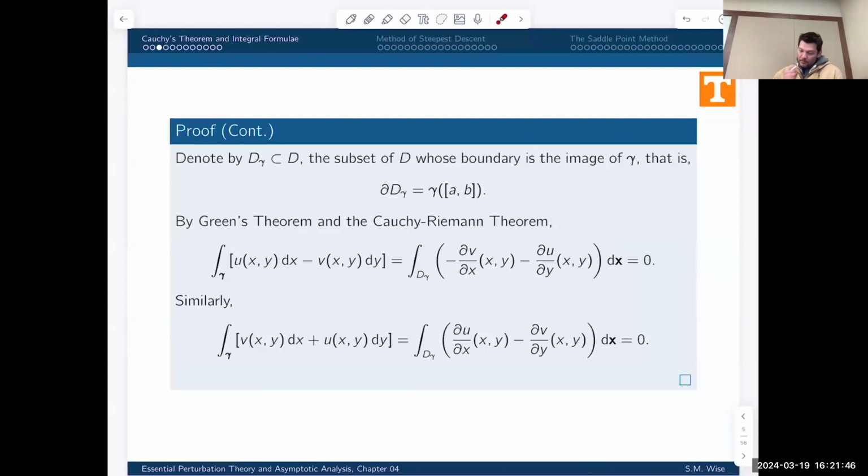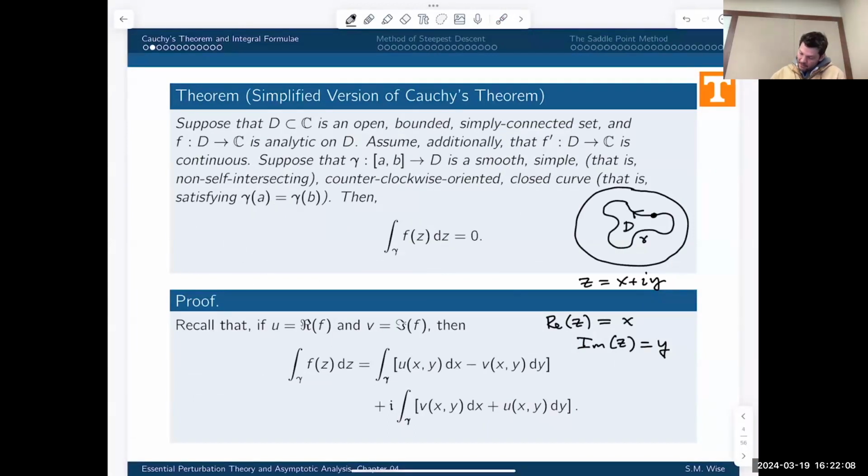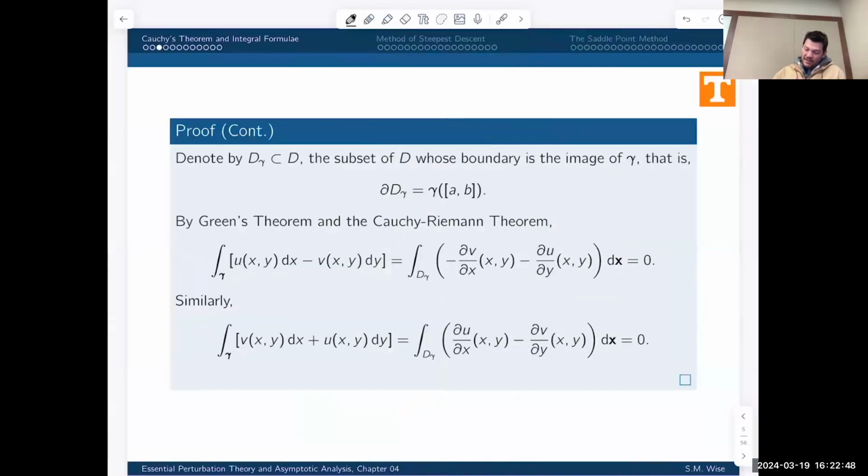Now, before we do that, let's define a set. Let's define this set D sub gamma, which is a set inside of D, whose boundary is the image of gamma. Okay, so the boundary of D gamma is the image of gamma. Basically, this is our D gamma, the set bounded by gamma. Remember, gamma is a counterclockwise oriented curve. And the way you can remember whether D gamma is inside or outside of gamma is the right-hand rule. If you use the right-hand rule, then your fingertips curl in the direction of this curve, your thumb points up out of the page, and the inside is defined with respect to that right-hand rule, everything on the left-hand side of that curve as you traverse it. Okay, so that's D gamma.